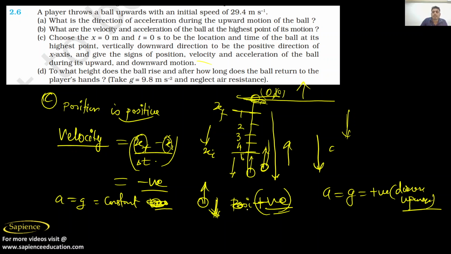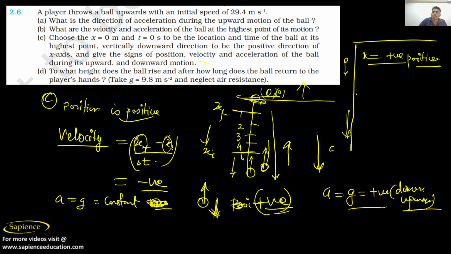Now, in case of velocity and acceleration of the ball during upward motion, these all are for the upward direction. So what about the downward direction? When a body is going downward, what is the position? Position is positive. So position will always be positive, because it is downward, it is increasing.